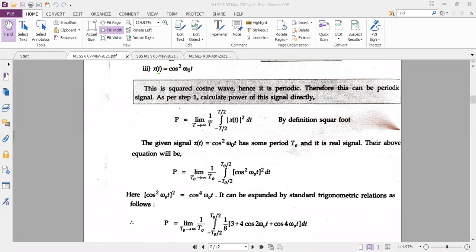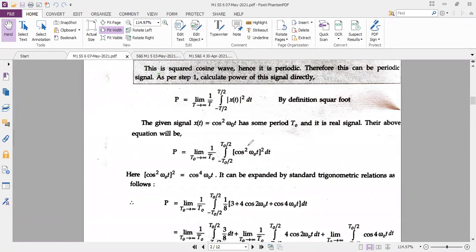And parallelly, you can substitute the value of x of t from the question. X of t from the question is cos square omega naught t. So this is my substituted equation. So I have to perform the integration of cos square theta. It is not cos square theta, because cos square is squared. So when you take this 2 inside, it becomes cos power 4 omega naught t. Is everyone following it? So cos square omega naught t the whole square is equal to cos power 4 omega naught t.